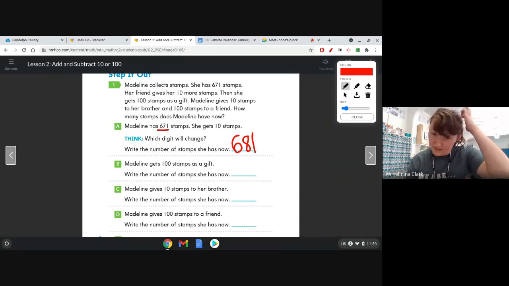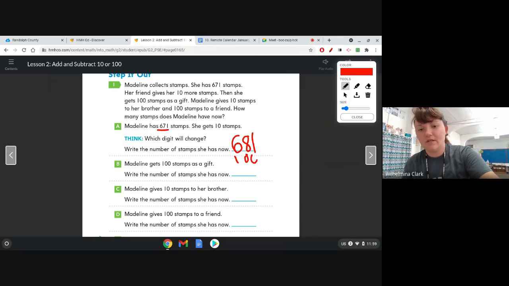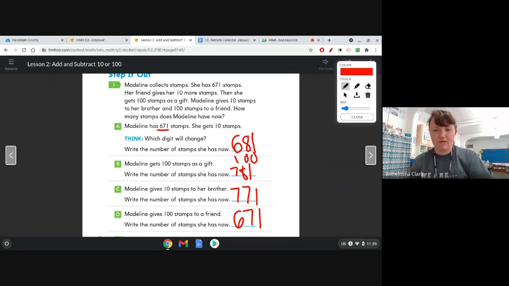Okay, then it says Madeline gets 100 stamps. So 681 plus 100 is 781. Okay, then it says Madeline gives 10 stamps to her brother. So that's takeaway. So 771 because 80 minus 10 is 70. And then Madeline gives 100 stamps to a friend. We're taking away 100 again. So we're back at 671. So go ahead and write those down. Please pause the video.